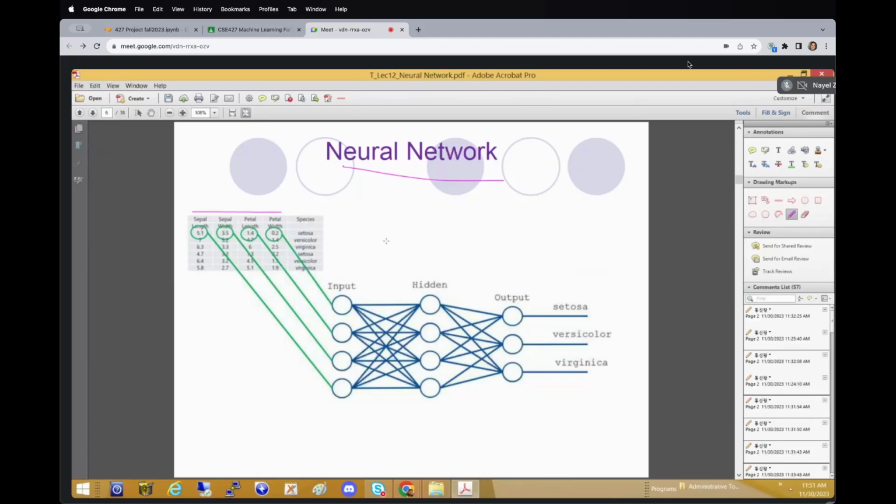Four features we have: sepal length, sepal width, petal length, and petal width. And we have the species here. This data set is the iris data set. Iris is a flower. It has three species. Based on the petal length, petal width, sepal length, and sepal width, we can differentiate those flowers. So that is our data set.